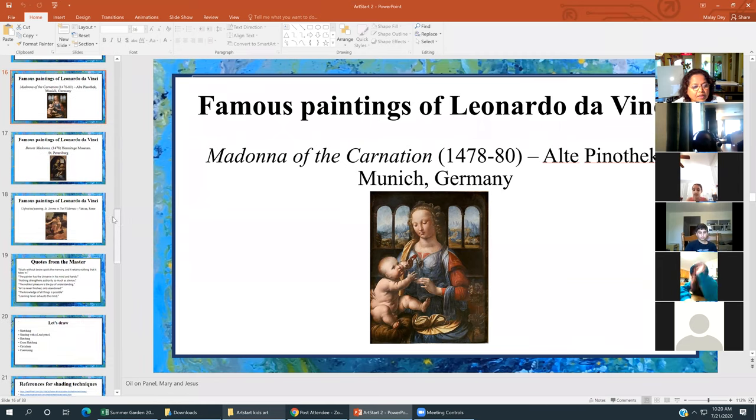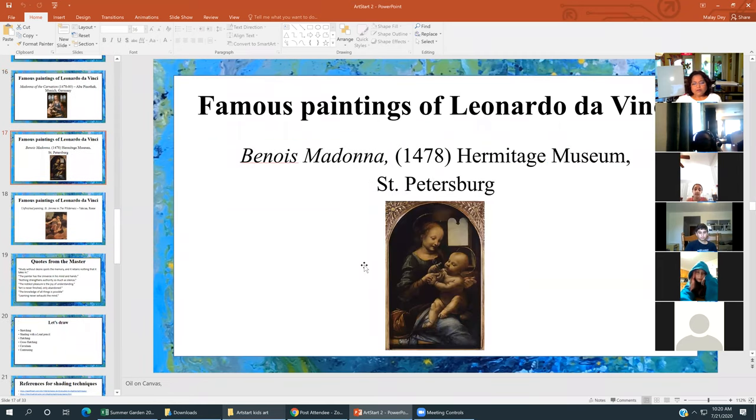Okay. Then this painting, again, is an oil on canvas. It's done in 1478, and it's in the Hermitage Museum in St. Petersburg, which is in Russia. Okay, so I'm going to ask you a question. Unmute everybody. So tell me, what is so characteristic about this painting? What do you see?